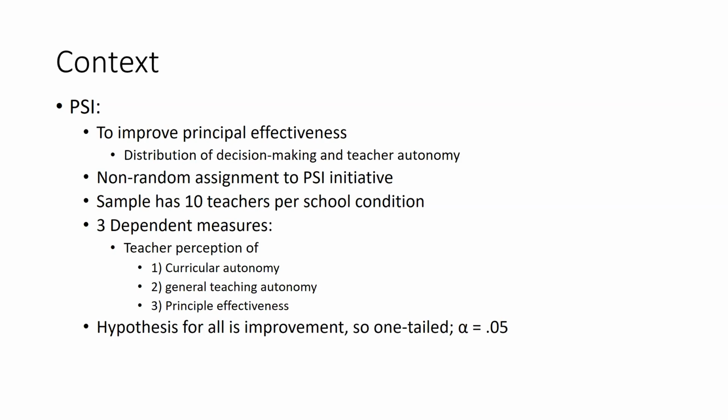And this sample that we're going to look at only has 10 teachers per school condition. The school condition is coded 1 if it's a principal school initiative school, and 2 if it is a non-PSI school. We've got 3 dependent measures, all of which were completed in the form of surveys by the 10 teachers, or by the total N of 20. There's a measure on teacher perception of curricular autonomy, general teaching autonomy. So those are how much teachers have choice in curriculum and general teaching decisions.